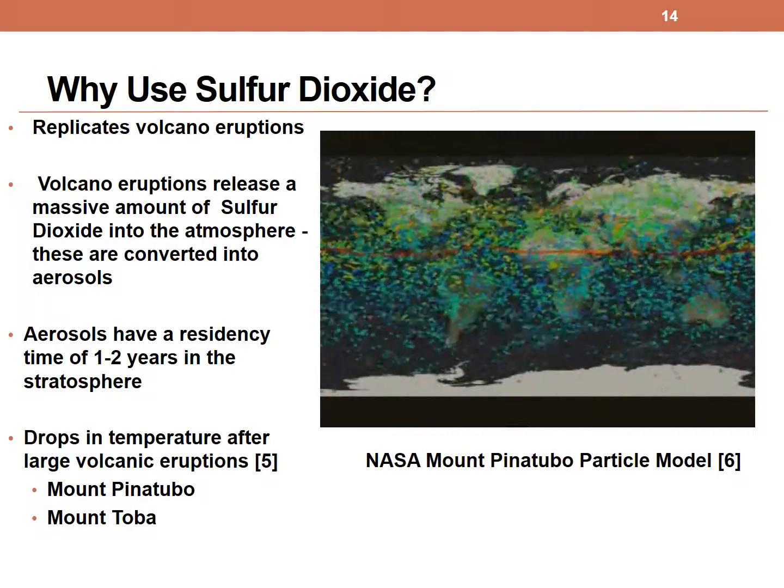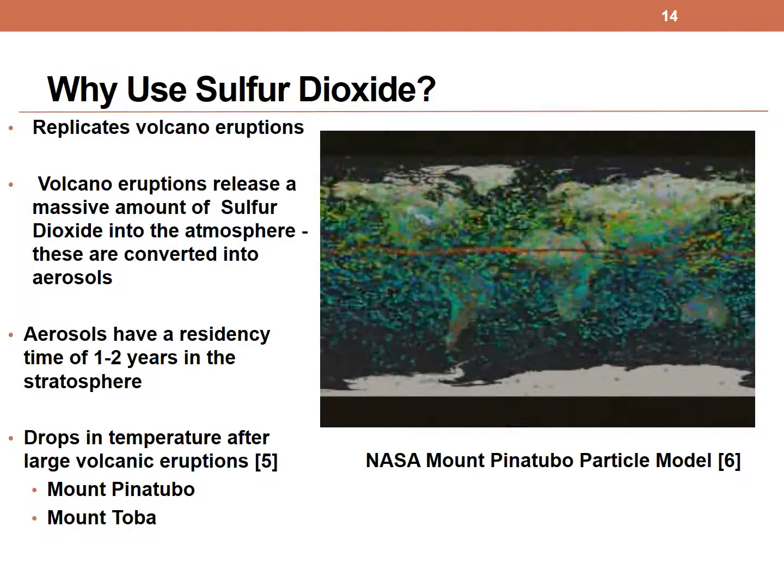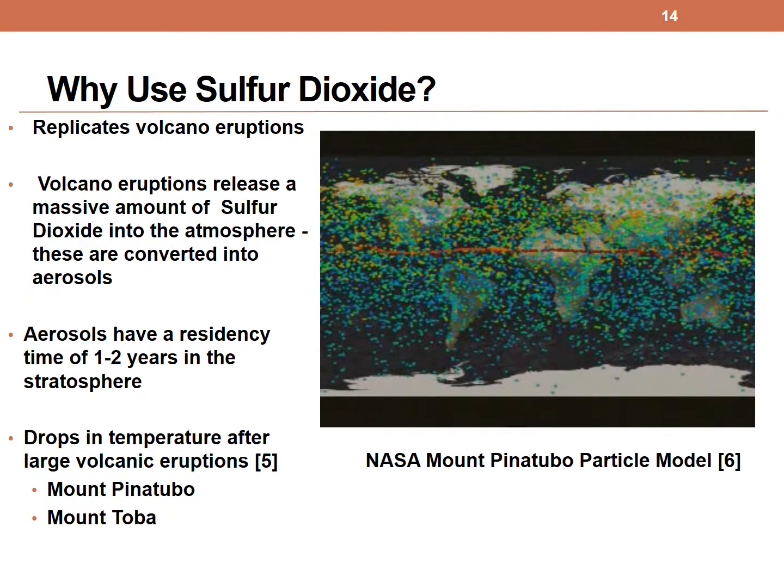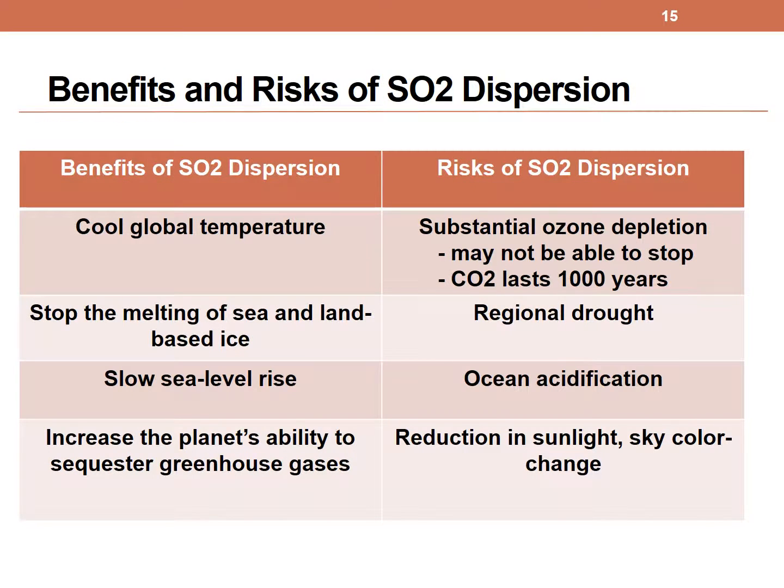The volcano eruptions release a massive amount of sulfur dioxide into the atmosphere, and these are converted into aerosols. Those aerosols have a residency time of 1 to 2 years in the stratosphere. There have been large drops in the temperatures after large volcanic eruptions, such as Mount Pinatubo and Mount Toba, and these are hoped to be replicated by this system. It's important to note that there are many unknown risks, as well as known risks of sulfur dioxide dispersion.